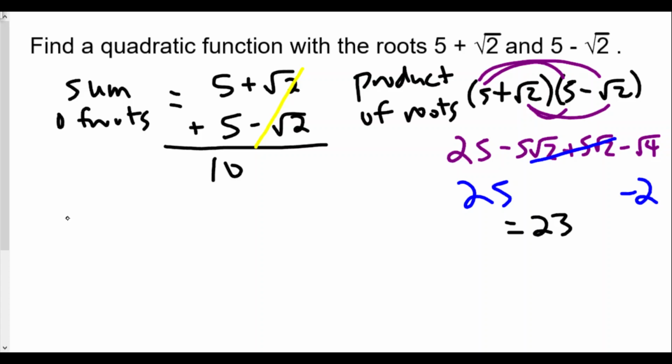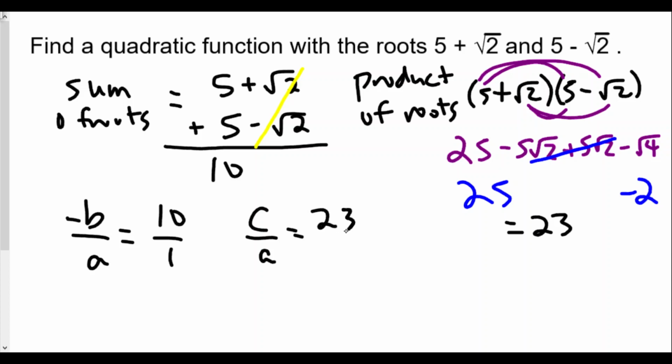So now we have the sum of the roots is negative b over a is equal to 10 over 1. And the product of the roots is c over a equals 23 over 1. Yeah, you're definitely going to have to practice multiplying and adding irrational numbers. But in this case, it works out nicely because when you multiply conjugates together, there's no more irrationals, and when you add conjugates together, there's no more irrationals.